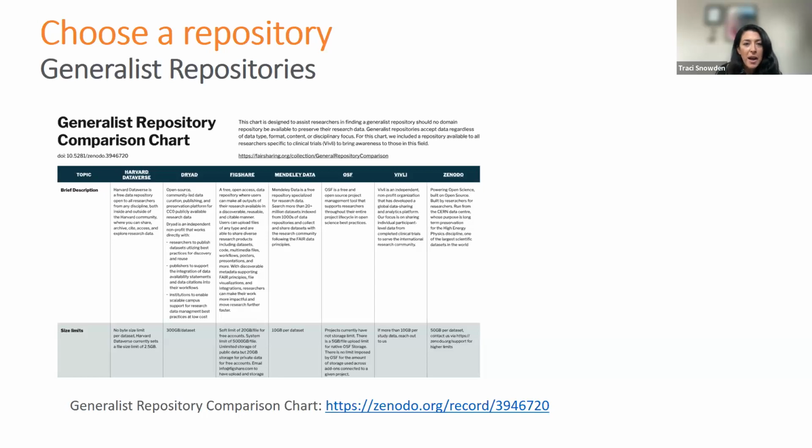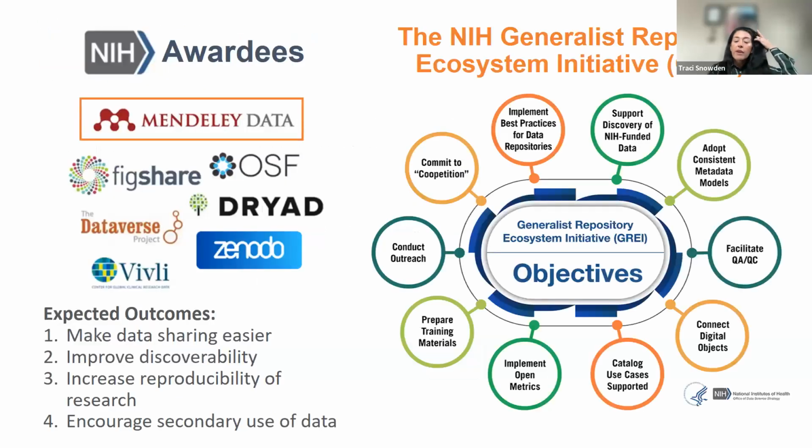So I've spent a lot of time referring to the GREI initiative, and as promised, I do want to make sure that for those of you who may not be familiar with it, that you are familiar. So now I can give a shout out to all of the awardees. You can see all of them listed, all of their logos here. And you can also get a good understanding of what the expected outcomes of this are. So if you have any questions about GREI or any participating repositories, I'd be happy to field those, or happy to connect you to a peer at one of the other generalist repositories, and my contact information will be available at the end of this slide deck.